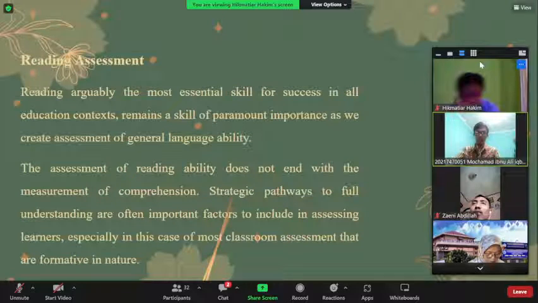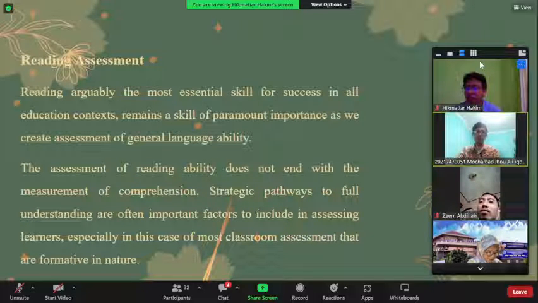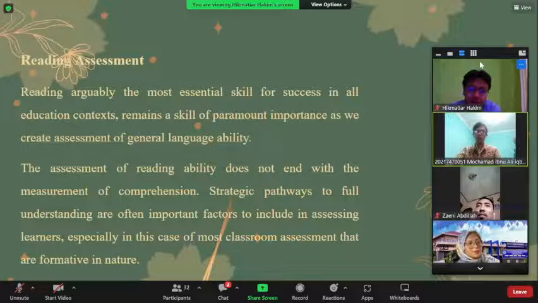Next slide. And reading assessments. Reading is arguably the most essential skill for success in all education. Reading assessment does not end with the measurement of comprehension. Strategic pathways to full understanding are often an important factor to include in assessing learners, especially in the case of most classroom assessment that is formative in nature.